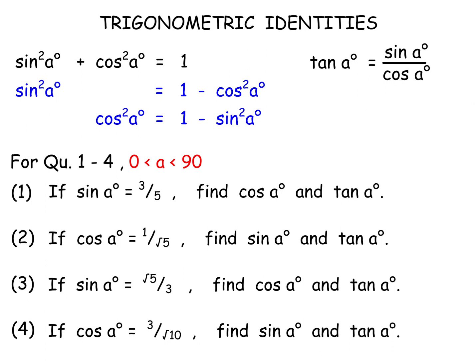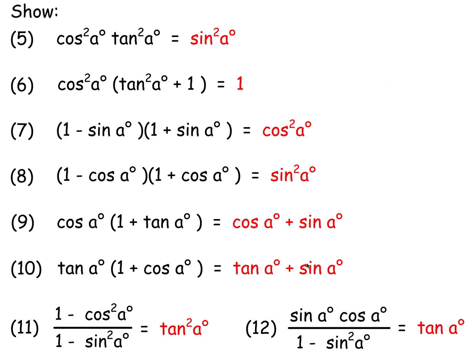Also, in the second half of this worksheet are some trig proofs. There are no answers to these. You just have to take the left hand side, manipulate it using the identities and get the right hand side. So that's trig identities.